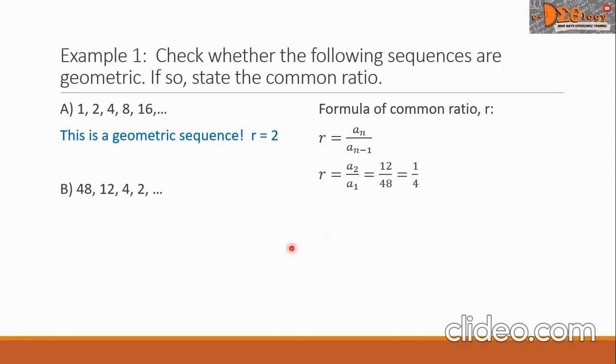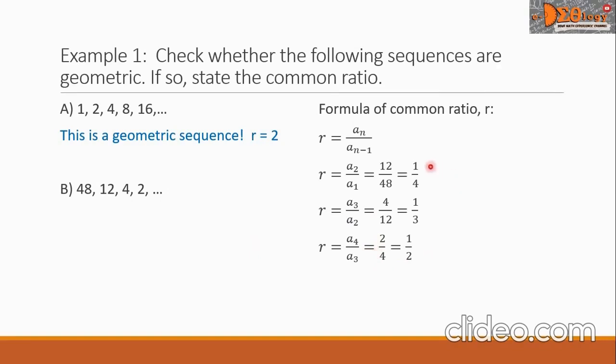Let's take another pair, a sub 3 over a sub 2. And that is equal to 4 over 12. Simplifying this is equal to 1 over 3. Let's take another pair, a sub 4 over a sub 3. That is 2 over 4. And the lowest term is 1 over 2.